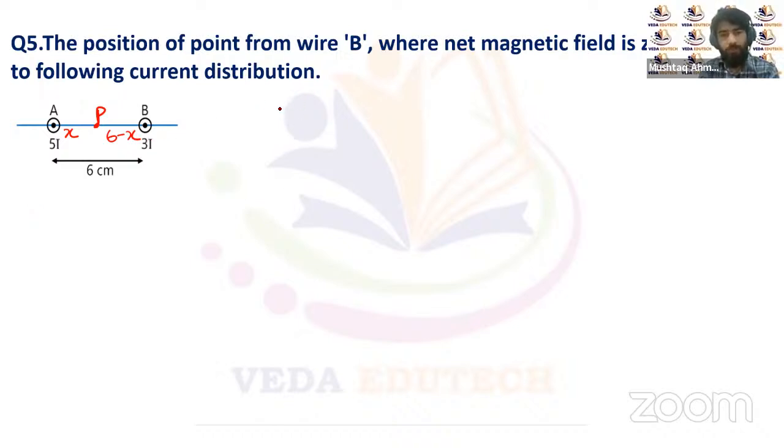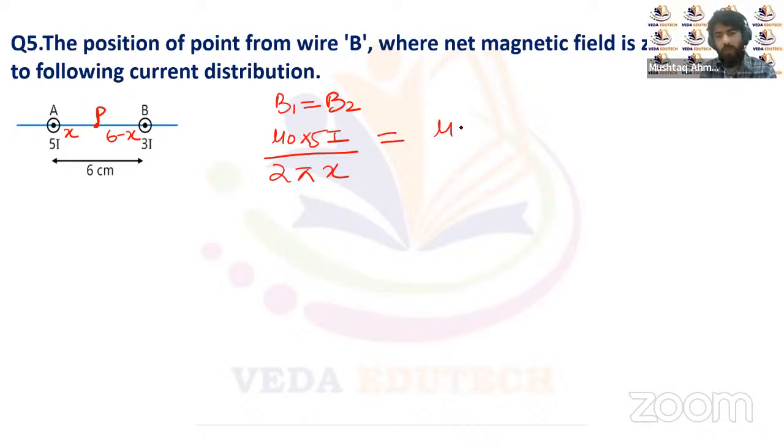So at that point P, B1 must be equal to B2, then only the net magnetic field will be 0, because the two magnetic fields at point P are opposite in direction. Now they are infinite wires. For wire 1, it will be mu naught times 5i upon 2 pi times the distance, which is x. Similarly, we'll be left with mu naught multiplied by 3i upon 2 pi times 6 minus x.